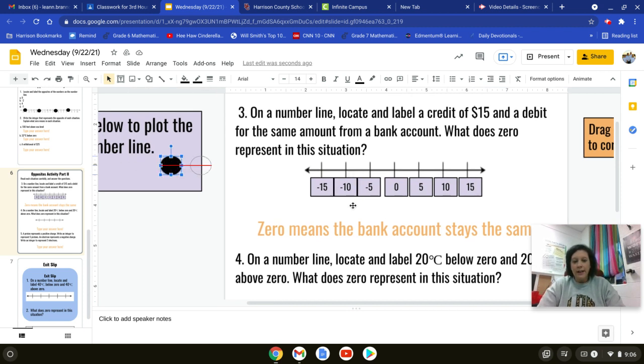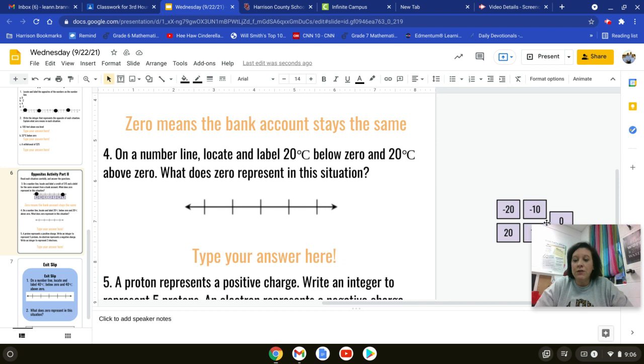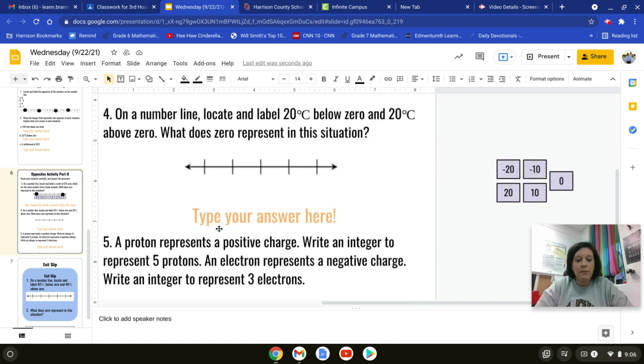Well, a credit means extra credit. Your grade goes up. A credit means your bank account goes up. A withdrawal means that your bank account goes down. That means that you take money out and your bank account goes down. So that's all you have to do. And then what does 0 mean? 0 means the bank account stays the same. So you're going to do that again, and you're going to use these data points and locate it on your number line. And then what does 0 mean in terms of this problem?